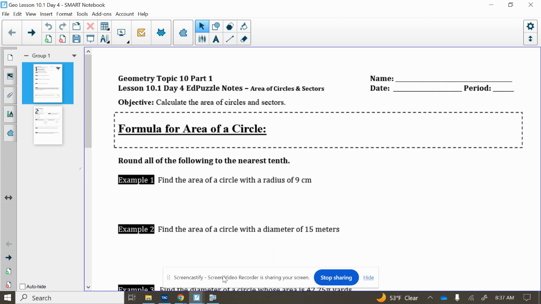And welcome to the last part of lesson 10.1. Today we are going to talk about area of circles and their sectors.